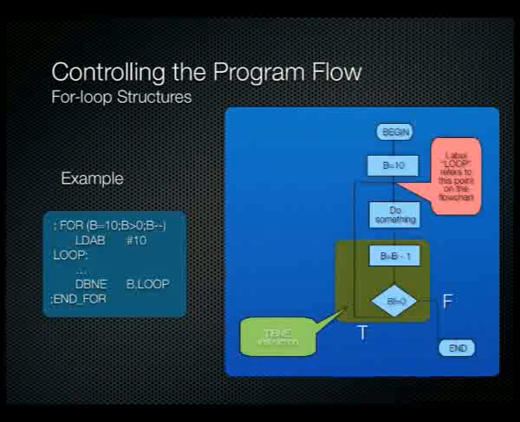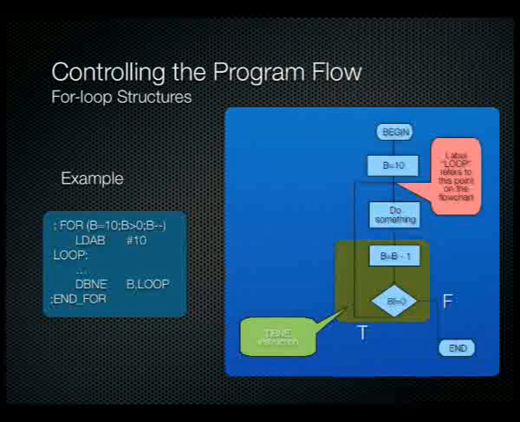Okay, so there's repetition there. We set our value to be 10, we go down, we do something, we decrement B by 1, so B is now equal to 9. We go back, B is not equal to 0, so we go back up, we do something again, then we decrement it down to 8, and we keep repeating this until, of course, B is equal to 0. Once B is equal to 0, we exit that looping structure.